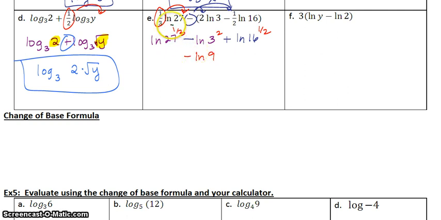27 to the 1/3 power, try typing that into your calculator and you should get 3. And then 16 to the 1/2 power is like the square root of 16. Square root of 16 is 4. Now, notice that only this middle one has the negative log. And remember, ln log, same rules apply as log log. So, ln is my kind of log.